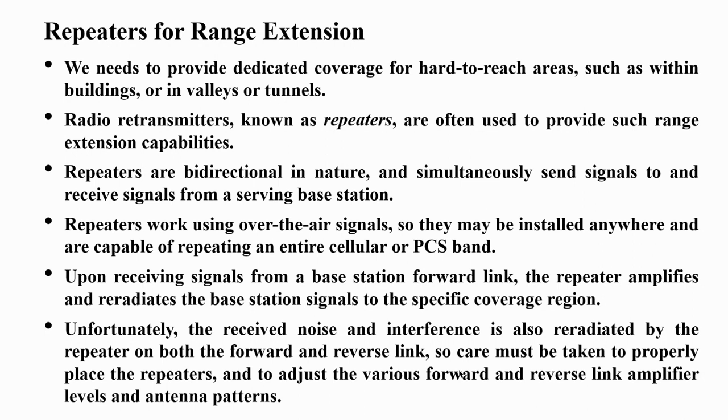Normally repeaters work using over-the-air signals, and they may be installed anywhere. These repeaters can be used in buildings where the signal cannot reach a particular area. In that area, we can use repeaters for extended coverage. Upon receiving the signal from the base station in the forward link, the repeater amplifies it and re-radiates the signal in the specific coverage region. So it acts as an intermediate element between the base station and the user.